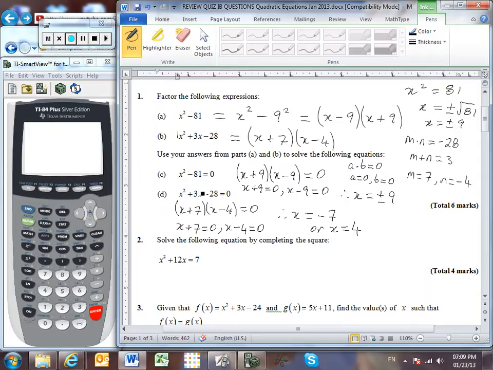3 times negative 7 is negative 21. So I've got 49 minus 21 minus 28. Yes, that does indeed give me 0.